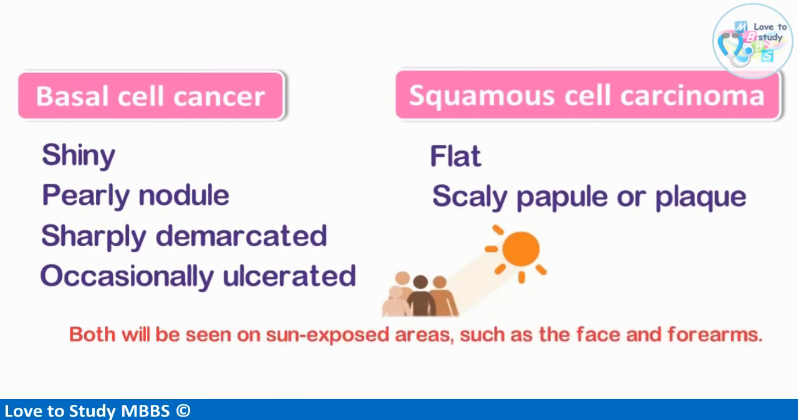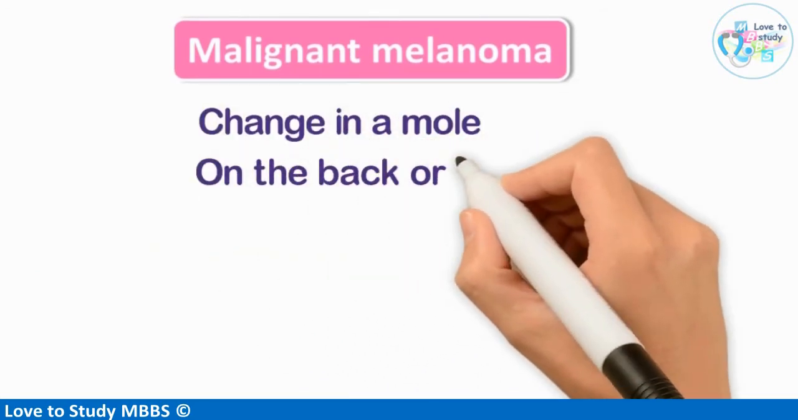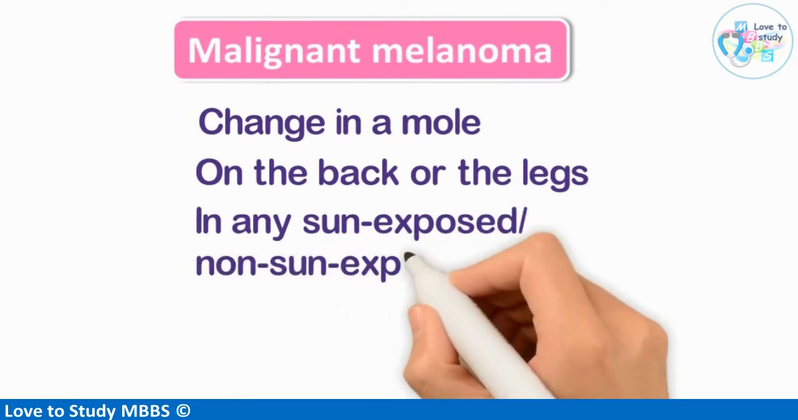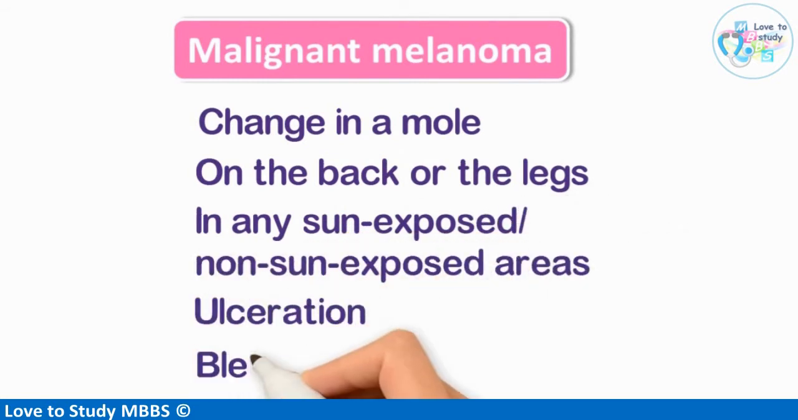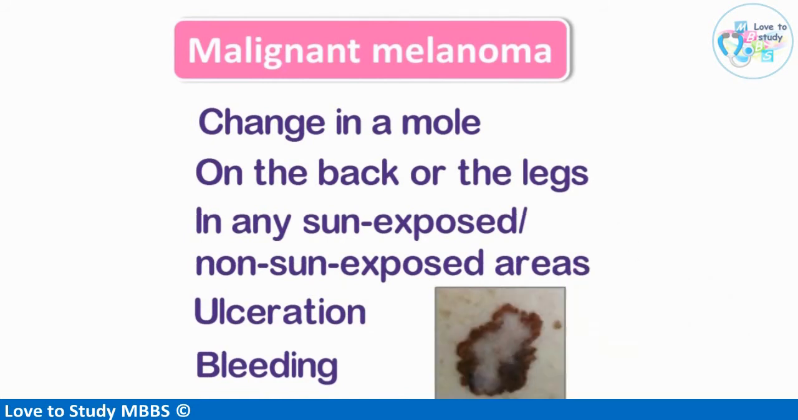Both will be seen on sun-exposed areas, such as the face and forearms. Melanoma will usually present as a change in a mole, particularly on the back or the legs, but can be in any sun-exposed area or even areas not exposed to the sun. There will be ulceration and bleeding in severe cases, but there are rarely any other symptoms to suggest cancer.